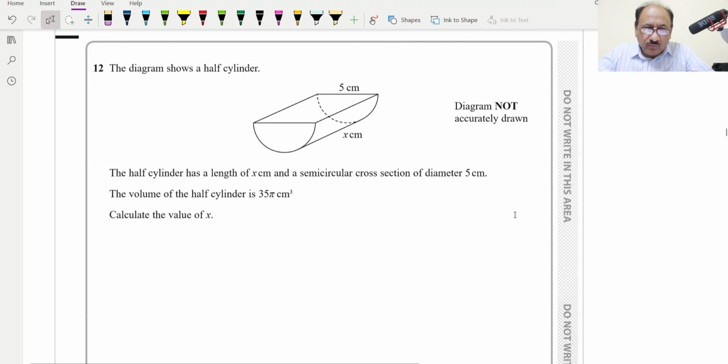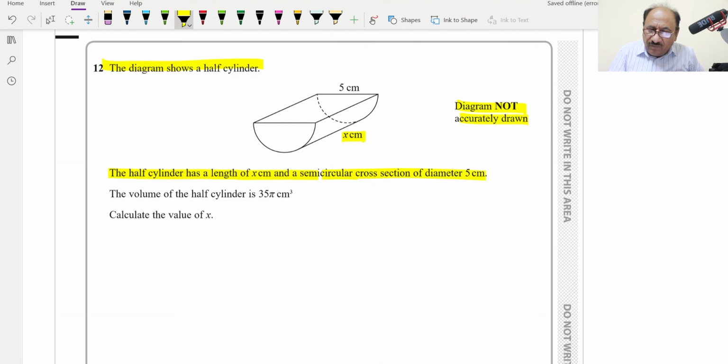Question number 12. Question 12, a diagram is provided which is not accurately drawn. The diagram shows a half cylinder. Half cylinder has a length of x centimeter length, and a semicircular cross section of diameter 5 centimeter. The volume of the half cylinder is given, which is 35 pi cubed, and calculate the value of x.